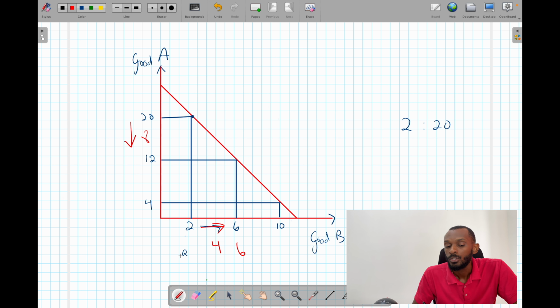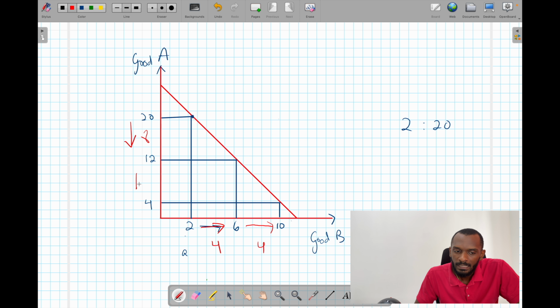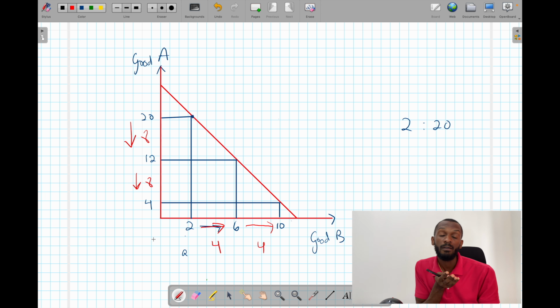Nice. Now you say, hey, I need more. I need more units of good B. You've gone to the point where, hey, I want 10 units. You've increased production again by 4. How many units of good A did you give up? The difference between 4 and 12 is 8 as well. You've given up the same amount despite producing more and more of each commodity every time.